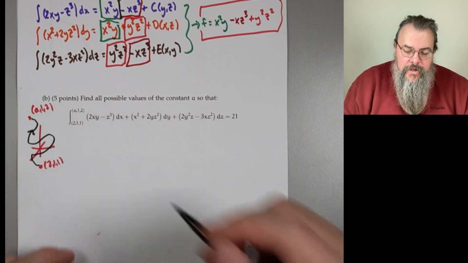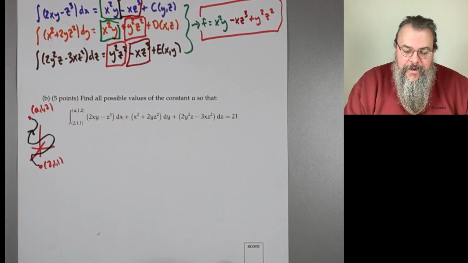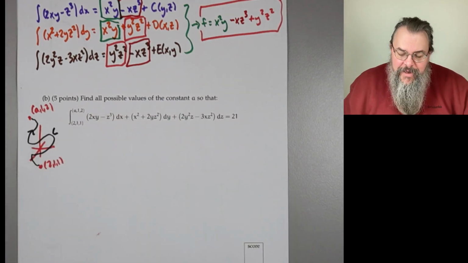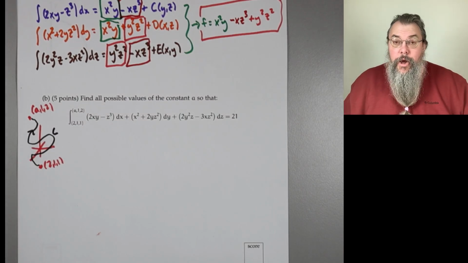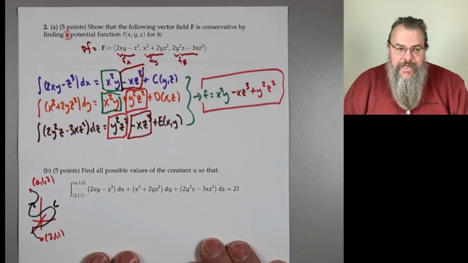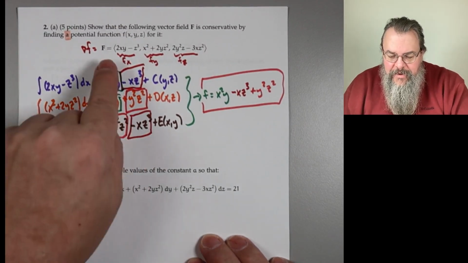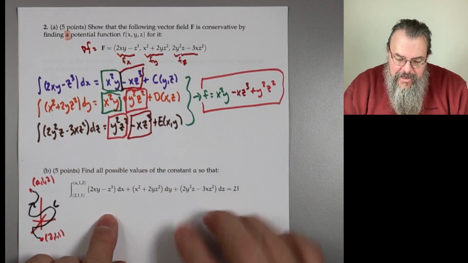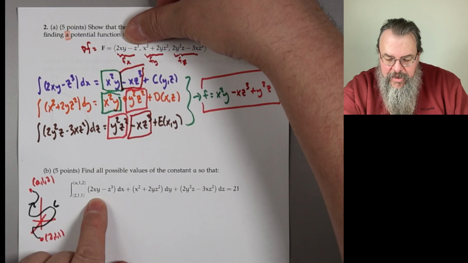But what don't we have? We don't have the curve. What does that tell us? It probably means it doesn't depend on the curve. It's like, oh. And in fact, if we look, it's not a coincidence that this problem is part B and this is part A. Look at the pieces. 2xy minus z cubed.